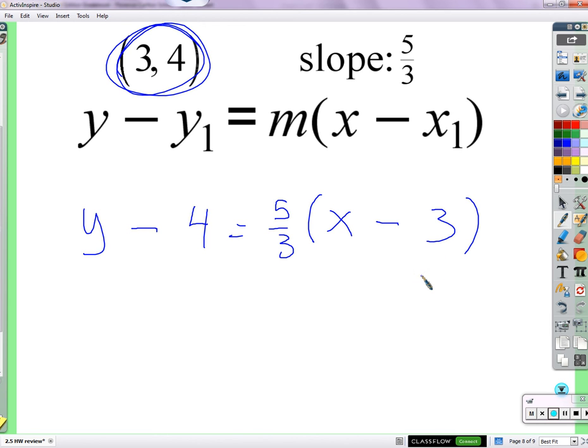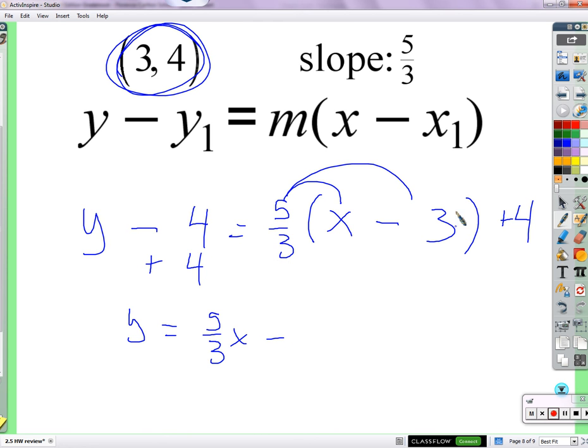Okay. Here we go. We could use it like this. We could plug in x and then solve for y, but it'd be kind of a hassle, right? We might as well rewrite it in slope intercept form, which just means I need to get y by itself, right? So I'll add 4 to both sides. So y equals, before I rewrite this, what would this 5/3 do? Distribute. 5/3 times the x, 5/3 times the negative 3. 5/3 x minus, what will I get when I do 5/3 times the negative 3?